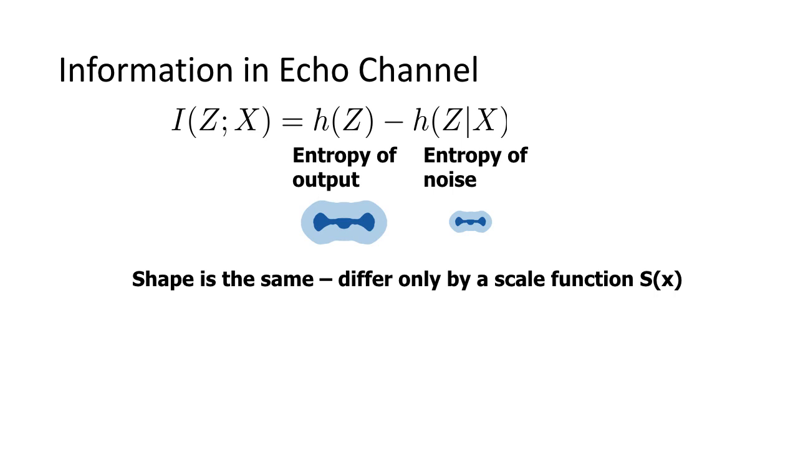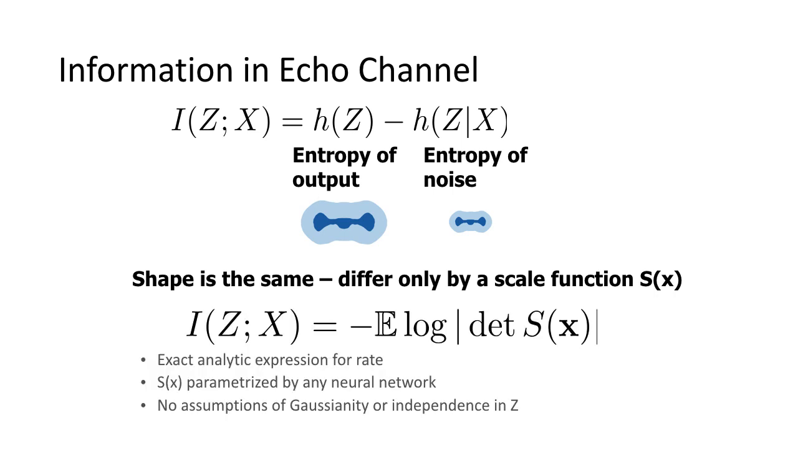The way we do that is by carefully choosing the noise distribution to have a very similar shape to the output distribution. So we say that the noise is sort of an echo of the output distribution. Because of the way mutual information decomposes in terms of entropy of the output and of the noise, these two distributions, because they only differ by a scale function s of x, lead to a particularly simple expression for the mutual information between z and x that depends only on that scale function, the expected log determinant of that scale function.